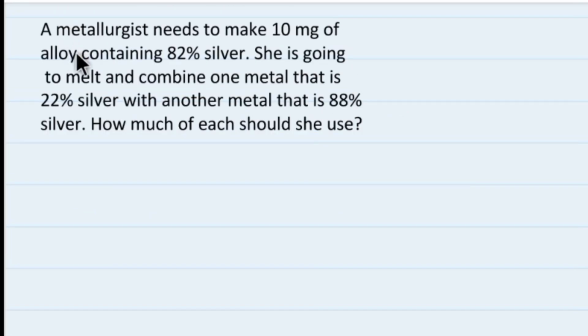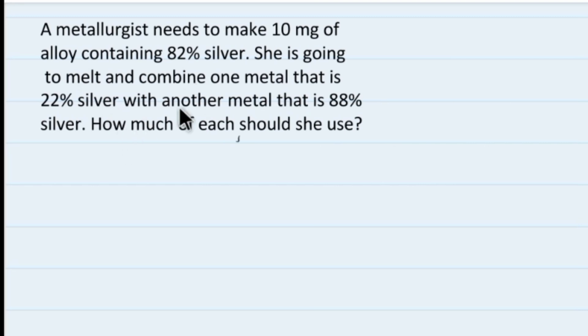Now we solve a more complicated problem involving introducing variables. A metallurgist needs to make 10 milligrams of alloy containing 82% silver. She is going to melt and combine one metal that is 22% silver with another metal that is 88% silver. How much of each should she use? So first of all, what is an alloy? An alloy is a metal that is formed by mixing two metallic elements.